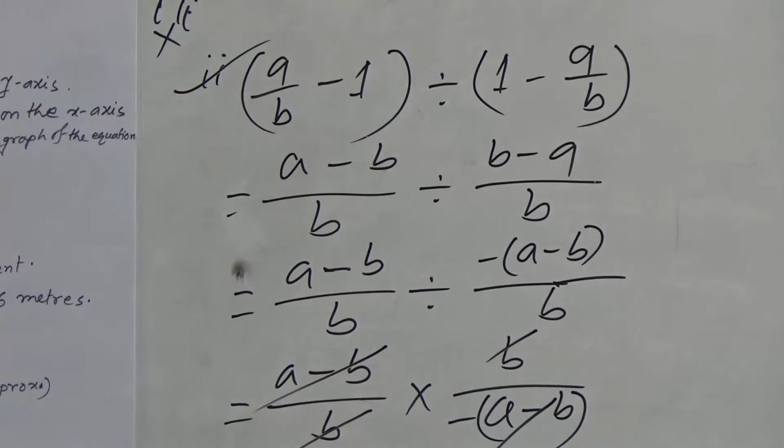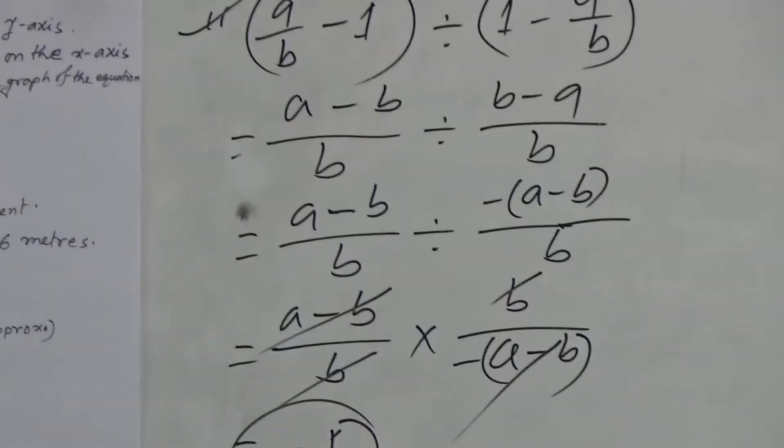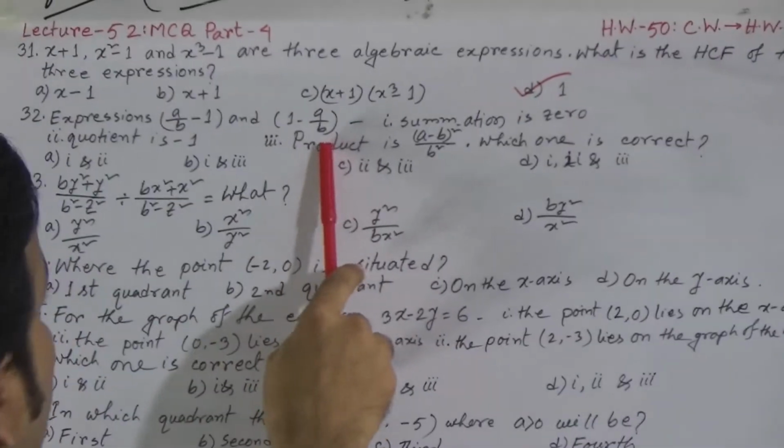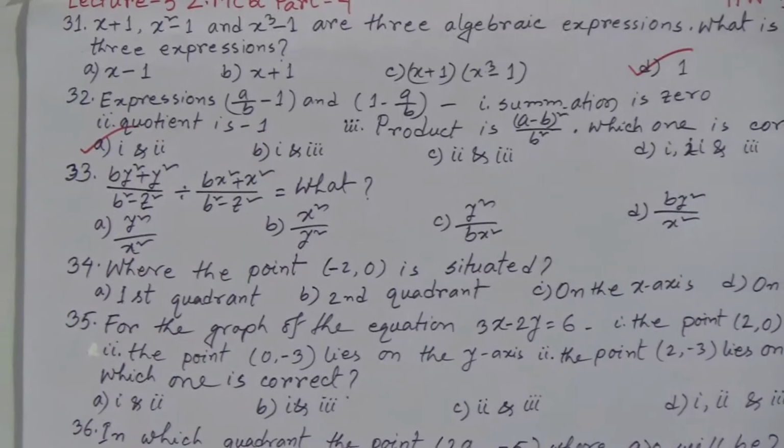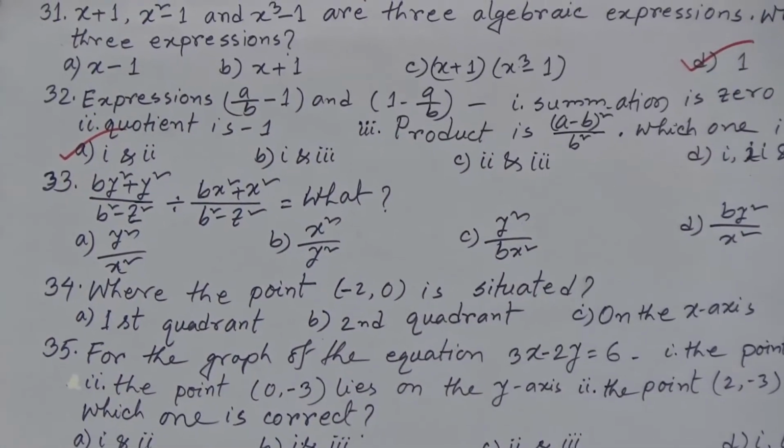So, we can say statement 1 is true, 2 is true, but 3 is not true. It means that 1 and 2 will be the answer. So, we can say A is our answer, as 1 and 2 is given in A.